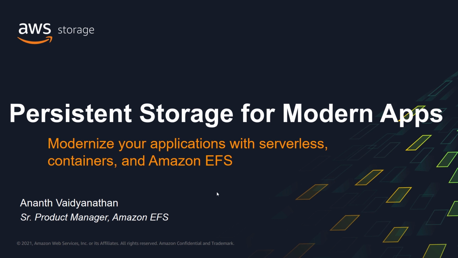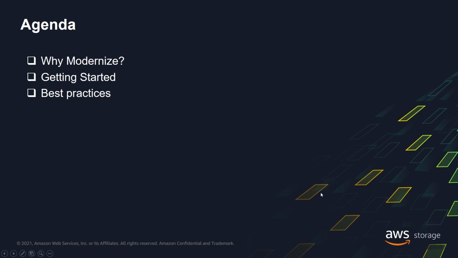And today I'm going to talk about how you can modernize your applications that run on serverless and containers using persistent storage with Amazon EFS. So in today's session, I'll quickly talk about why you need to modernize your applications, how persistent storage and Amazon EFS fits into that modernization paradigm. Then I'll go through some getting started with EFS and containers and Lambda, and also show you a demo there. And we'll end with some best practices.